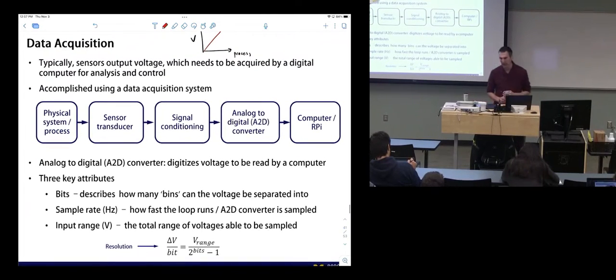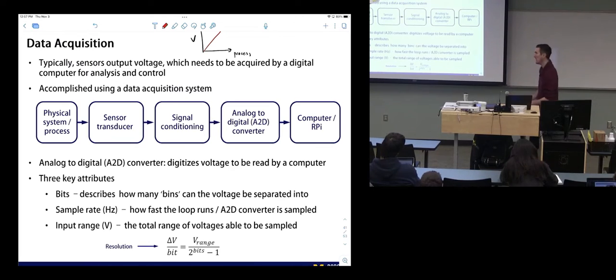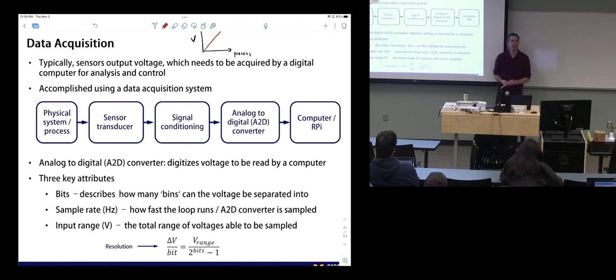We talked about three key attributes of analog to digital converters. Bits: the number of bits the converter can use, how many bins it can store a number in. Sample rate: how fast it is sampling this physical process. And then the input voltage: how much voltage can the data acquisition system sense? If your sensor outputted a voltage of plus or minus 5, and your voltage range was set to plus or minus 10, what are you giving up?